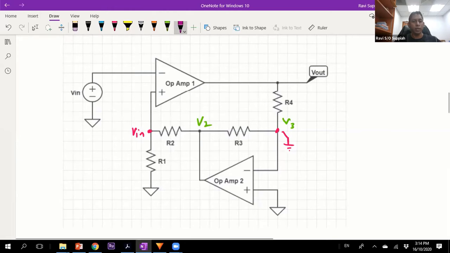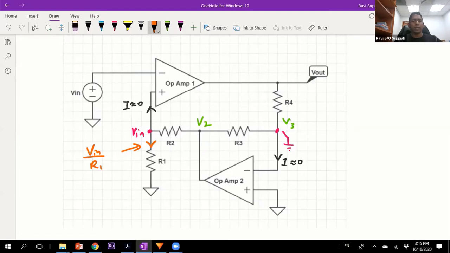The first thing we can do is we know that no current flows into the branches. So that means here the current is zero, and here also the current is zero. With that understanding, we can proceed with the analysis. So this current over here, we can say is equal to Vin over R1.